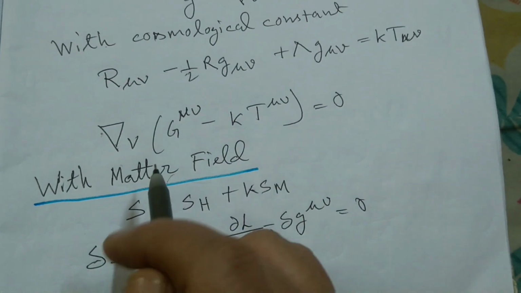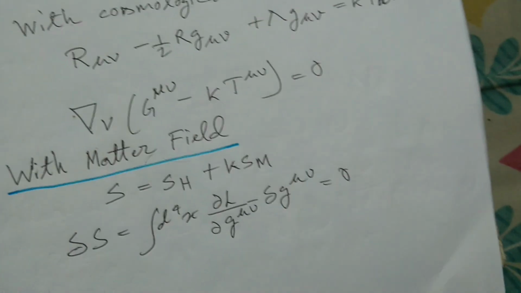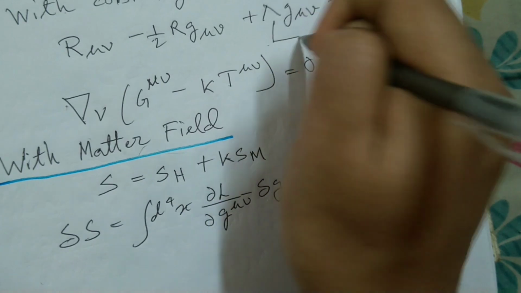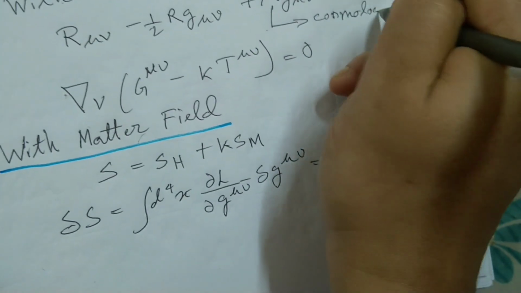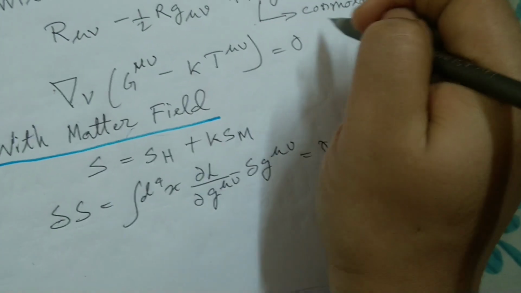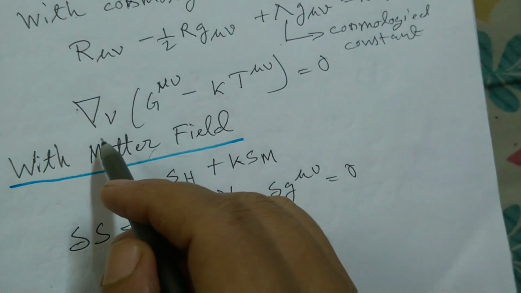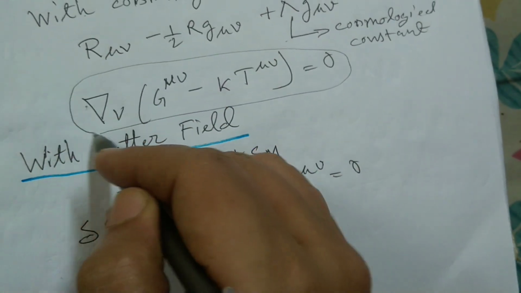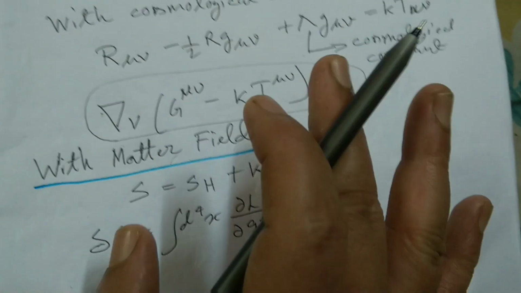With cosmological constant. This is called the cosmological constant. Now we can write it this way, del mu nu, G mu nu and K T mu nu.